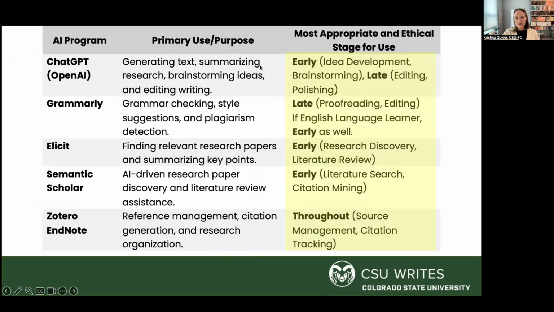And notice that for something like OpenAI, ChatGPT, it could also be Claude, right? Gemini. There are any number of these that are just kind of standing in for the OpenAI. But in generating text, summarizing research, brainstorming ideas, and editing writing, it has all of these kind of purposes. And yet for you as a researcher, you have to be the person, and this is in the yellow, who decides when you are going to use it, or whether you are going to use it. Are you allowed to use it based on the submission guidelines for where you're going to be submitting? Early stages for idea development or brainstorming.